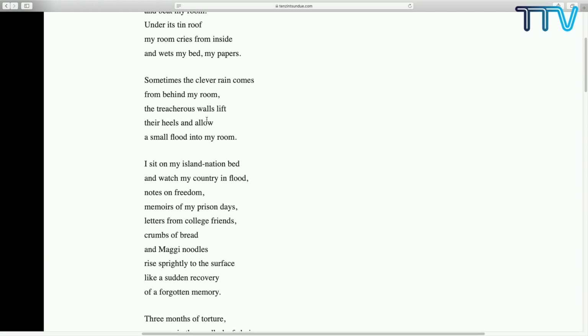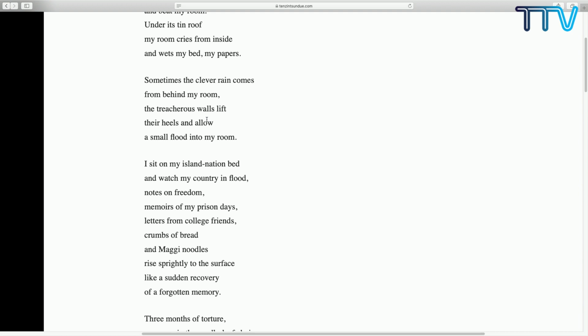So you see the flood, the picture. So it's also imagery. He has used extensive imagery. Not the ordinary words, but the words which will help us to imagine. I sit on my island nation bed. Okay, you see an island.